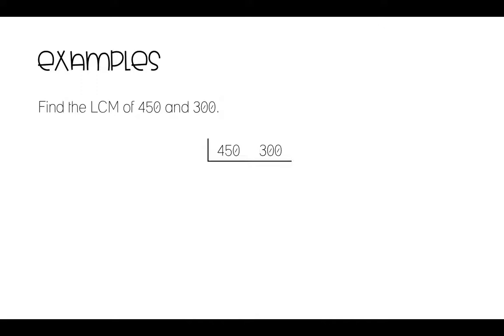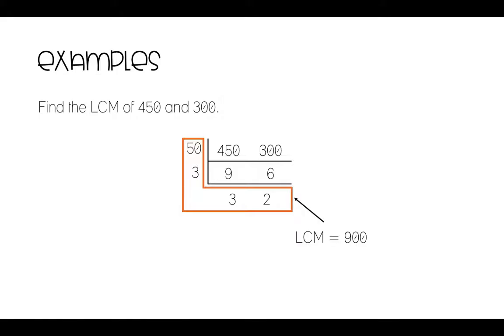So for 450 and 300, I went for 50. And 50 goes into 450 9 times and into 300 6 times. Again, I've gone, okay, 3 goes into both of these. So 3 goes into 9 3 times and into 6 twice. These are prime numbers, so we can't take that any further. Our highest common factor for 450 and 300 is 150. And our lowest common multiple is 50 times 3 times 3 times 2, which gives us the lowest common multiple of 900.